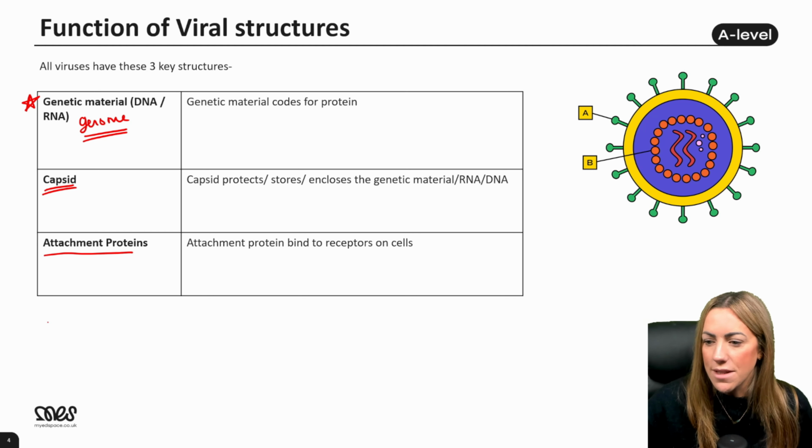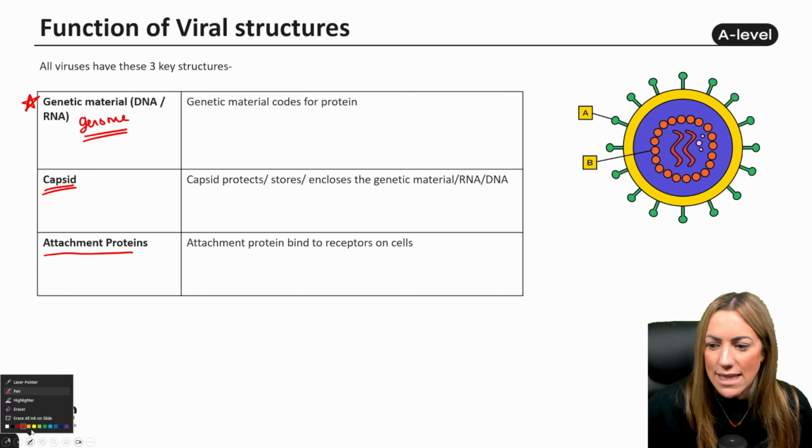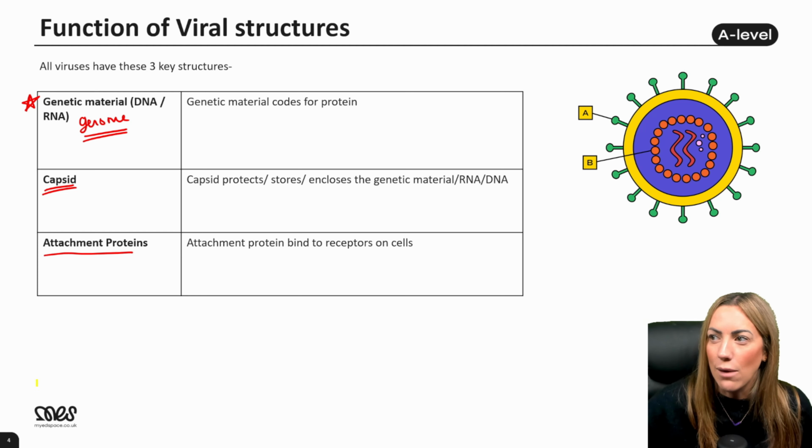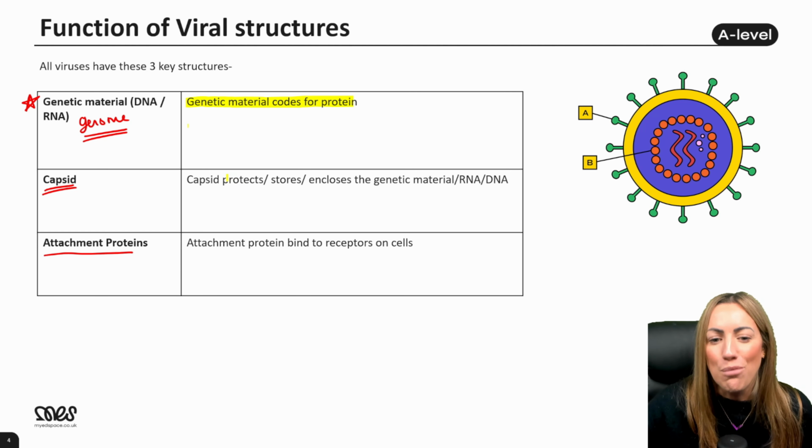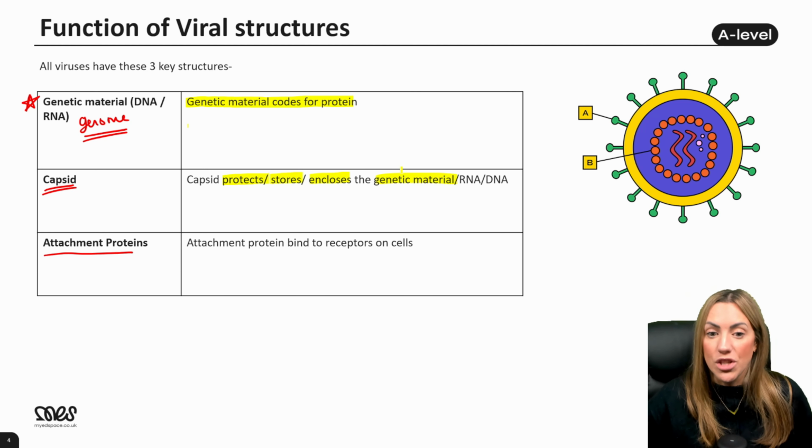Now, in terms of the functions, the genetic material should be quite easy to give the function for that one, because we say it all the time. The genetic material, or the DNA, or the RNA, or the genome, it codes for proteins because the order of bases determines the order of amino acids in the protein. Obviously, this is a virus, so this DNA or RNA will be coding for viral proteins. The capsid, which is made out of protein and surrounds the genetic material, we can say it protects the genetic material, or it stores or it encloses the genetic material, or the RNA, the DNA, or the genome.